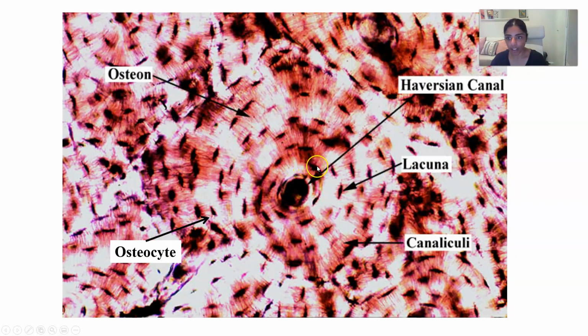And again, if we zoom in on an image, we can see these canals that connect one osteon to another, and those are the canaliculi. And in this image here, you can see this halo around that dark region, and that halo is the lacuna or space where the osteon sits inside.